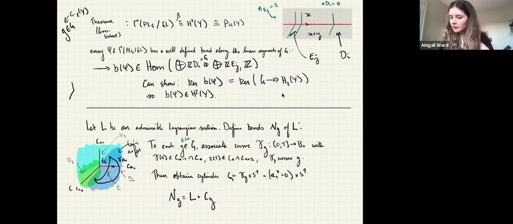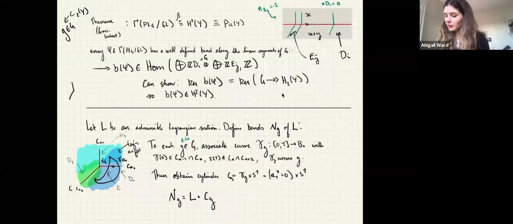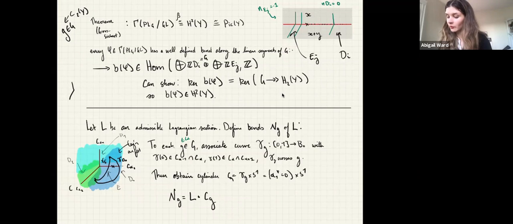Then over these curves gamma, I can associate some cylinders, which are just going to be cut out by the dual differential form being equal to zero. I'll tell you what that means, times S1. And then I can take my Lagrangian section and, after perturbing, consider its intersection numbers with these cylinders CG, and you get well-defined numbers.